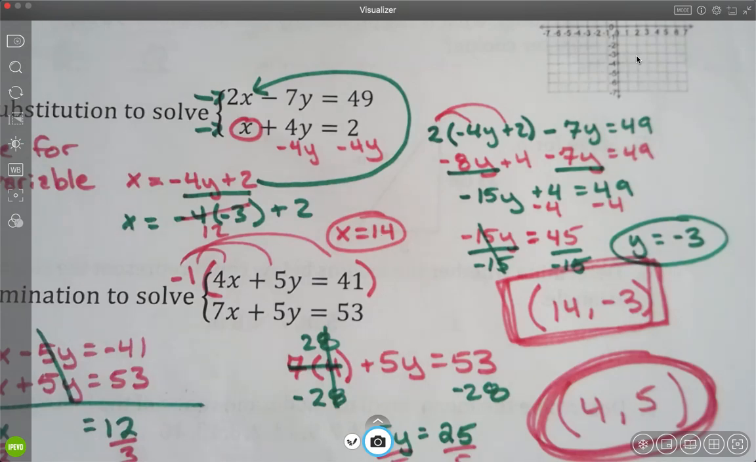Now, if I want to test this point, 14, negative 3, and make sure that it is correct, I plug 14 in for x, negative 3 in for y, and make sure it's 49. Plug 14 in for x, negative 3 in for y, and make sure that's equal to 2. And if that takes place, then he is good to go, and I have done it right. So you can check your answer.